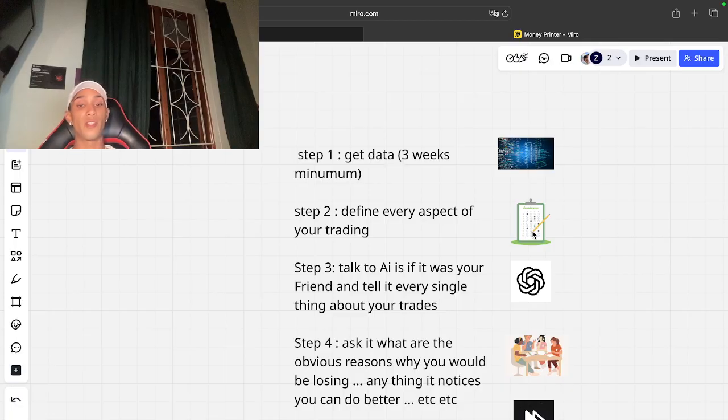And then we're going to move on to step 4, which is asking a question. I listed a few here, such as anything you can do better, any obvious reasons why you're losing, etc. But you just want to ask it questions. You want to push buttons and ask it a whole bunch of questions, because you guys have to realize this is basically like the most professional of professionals in your field who you can just speak to. You can ask it like if it was a normal person.